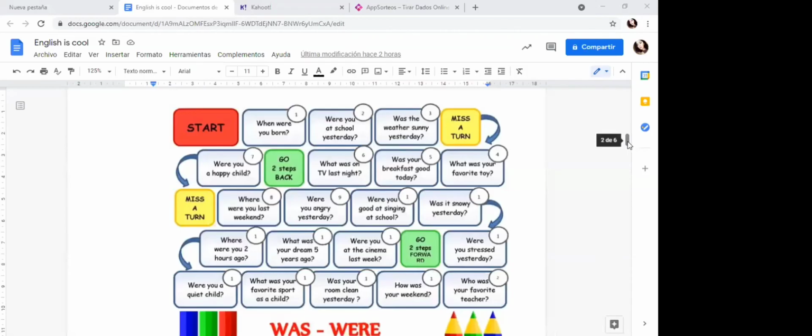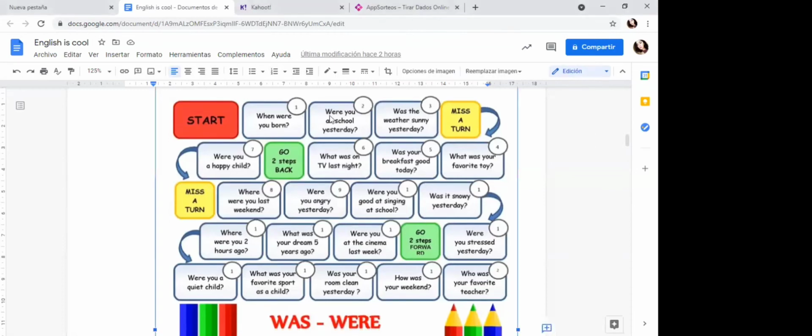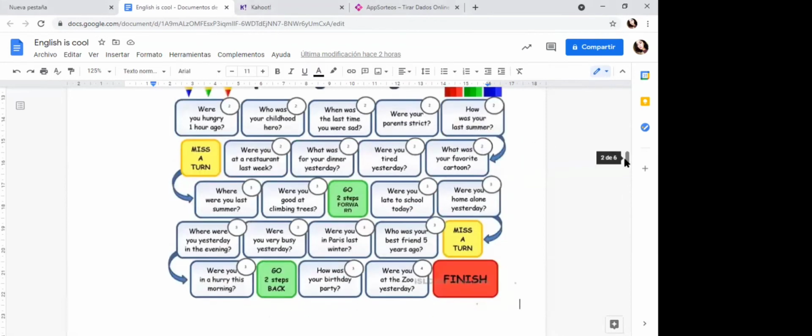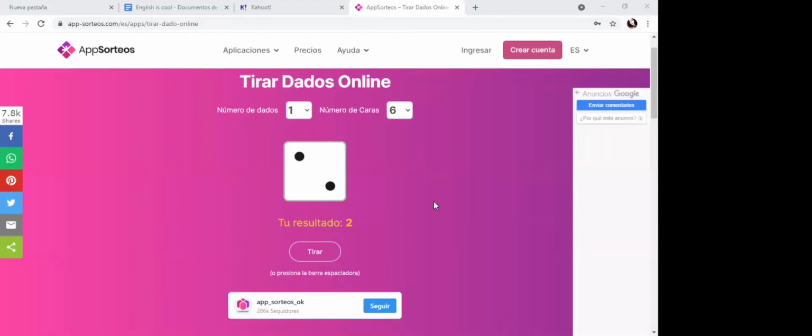Okay, I am going to share with you a board game. Okay, class. This is the board game that we are going to check in here. There are some questions in here. For example, when were you born? Were you at school yesterday? Was the weather sunny yesterday? And some other questions in here. So we're going to play this. We're going to take turns. Okay, Dania, this is your turn.